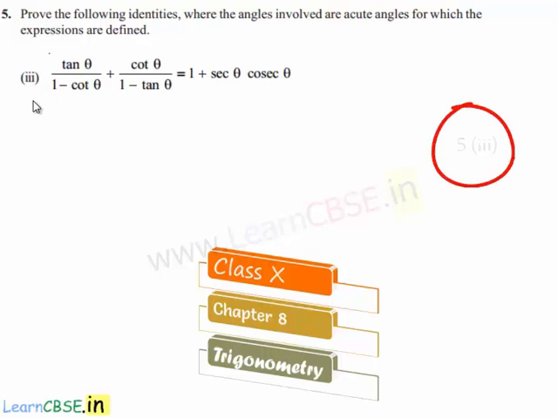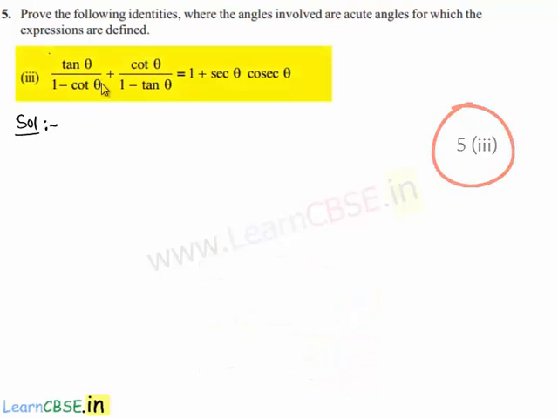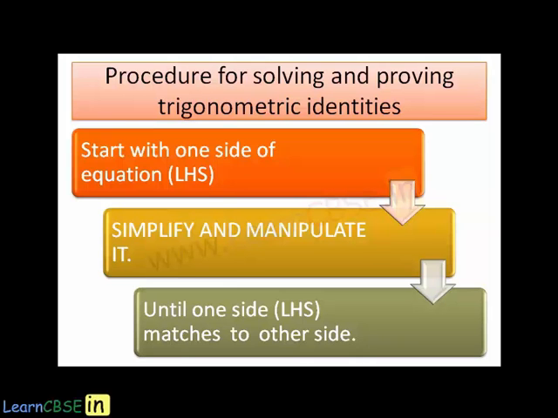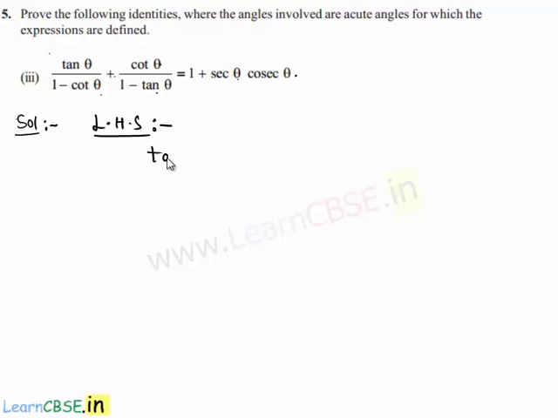Moving on to the third bit of fifth problem, let us find the solution. Here the given equation is tan theta by 1 minus cot theta plus cot theta by 1 minus tan theta is equal to 1 plus secant theta into cosecant theta. Now in order to prove this, let us consider the left hand side. That is tan theta by 1 minus cot theta plus cot theta by 1 minus tan theta. So let us write tan and cot in terms of cos and sin, so that our calculation could be made easily.